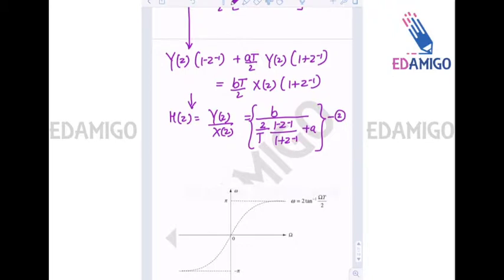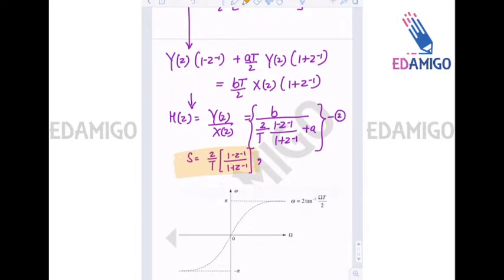Okay, so now comparing the digital filter and the analog filter in equation number 2 and equation number 1, we can say that S is equal to 2 by capital T times 1 minus Z inverse upon 1 plus Z inverse. Okay, so this is the important result for bilinear transformation, the relationship between S and Z. So they can ask you the relationship in a 1 marker question directly also.